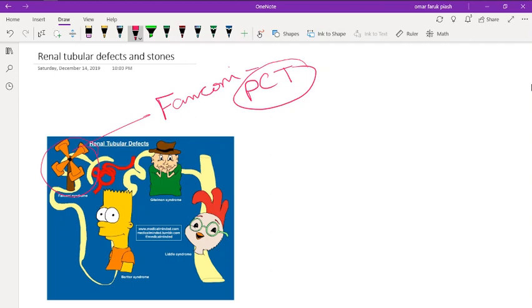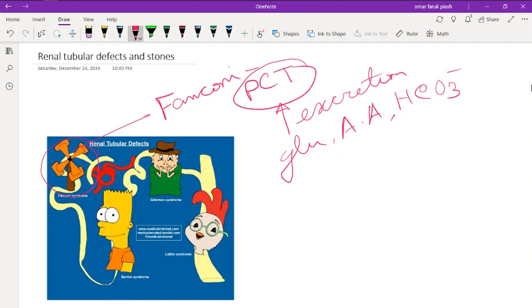The things reabsorbed by the proximal convoluted tubule become excreted, like excretion of glucose, amino acid, bicarbonate, and all the substances that are reabsorbed by the proximal convoluted tubule. Here there is metabolic acidosis, hypophosphatemia, and osteopenia.